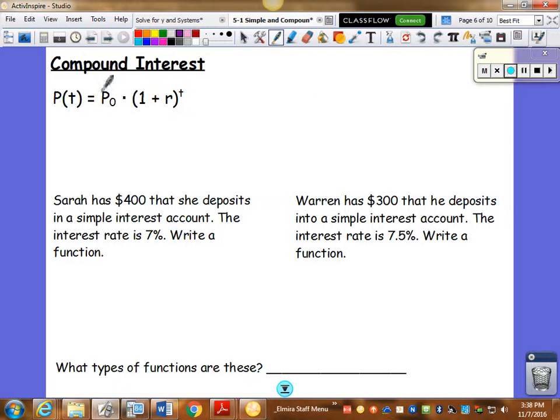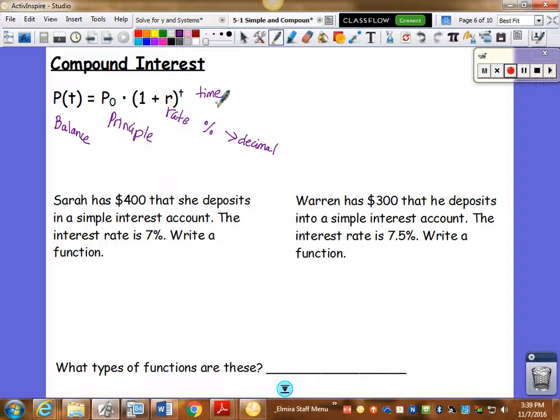Okay, so here's the formula for compound interest. It has a lot of the same letters in it. All right, P of T is going to represent your balance, how much money you have. P sub 0 still represents your principal. R still represents your rate, but remember that's a percent that you have to convert to a decimal. And T still stands for time.